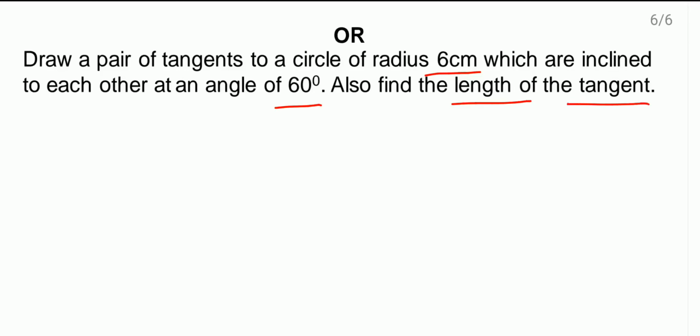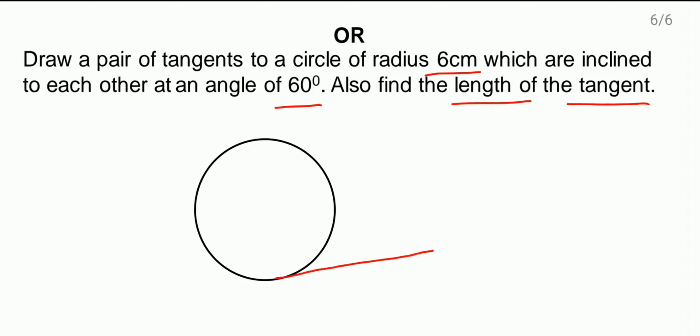Okay, so first we'll draw a circle of radius 6 cm, and then what they're saying, the tangents are inclined to each other at an angle of 60 degrees. That means suppose this one is one tangent, this one is another tangent, and the angle between them is 60 degrees. Correct? Suppose this is the center here. This angle will become 90 degrees and this angle will also become 90 degrees. So by angle sum property of quadrilateral, this angle will obviously come as 120 degrees.